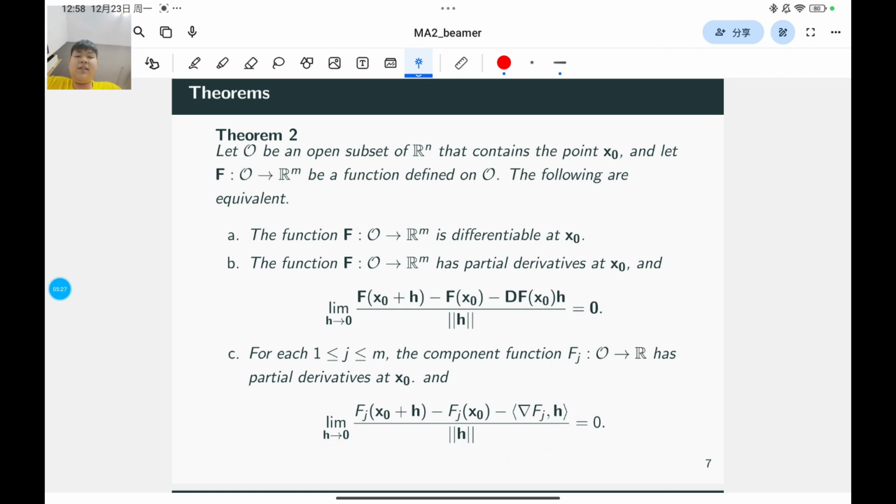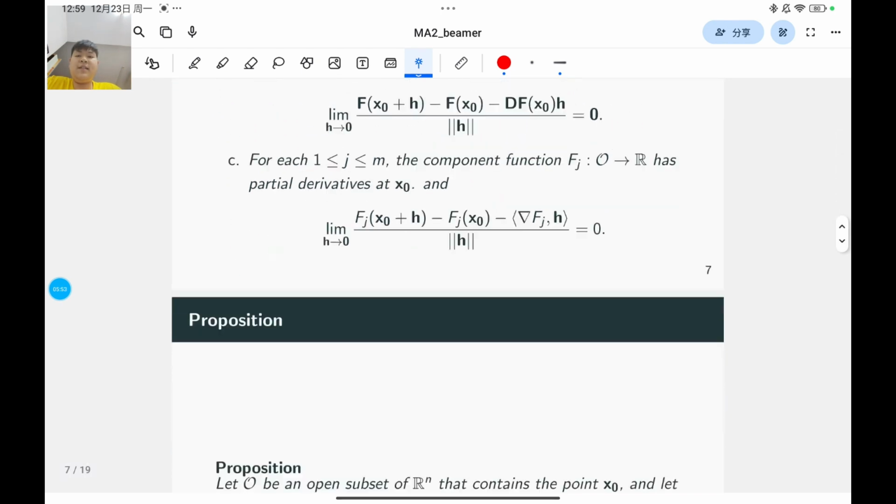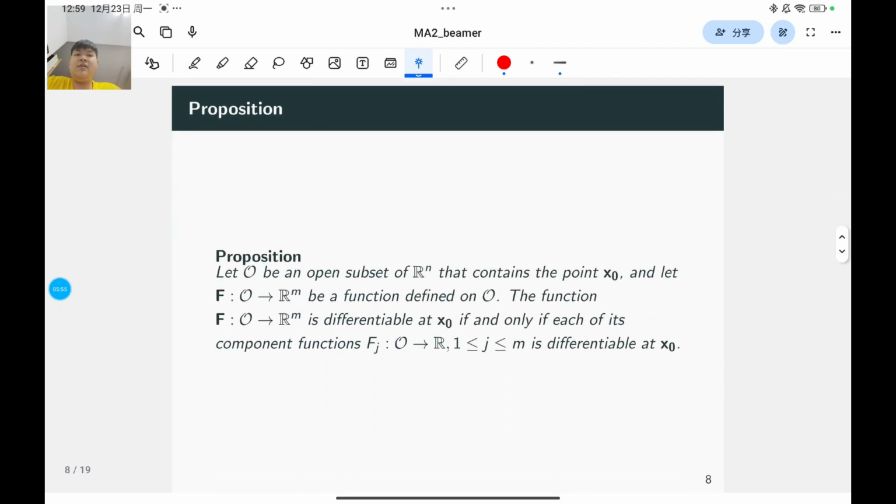We can see these two limits are very similar, right? Because the inner product of the gradient of component fj and h is the j-th row of Df(x0) times the vector h. But we need a rigorous proof. Before we prove it, let's see the proposition we need to use in our proof.